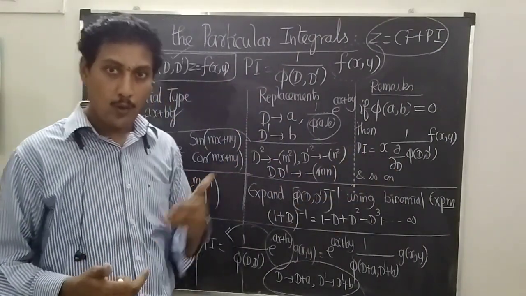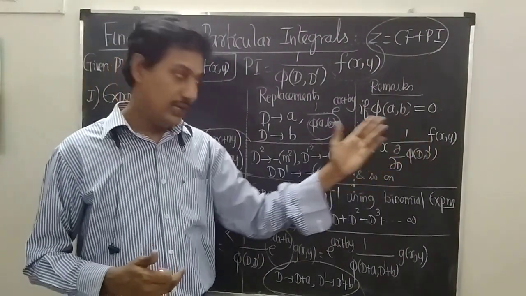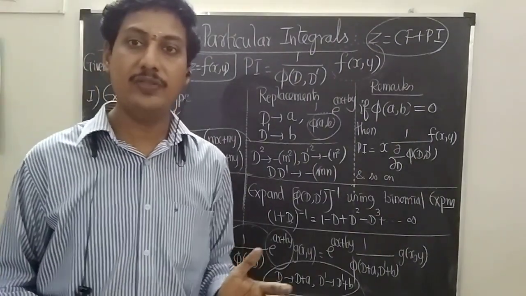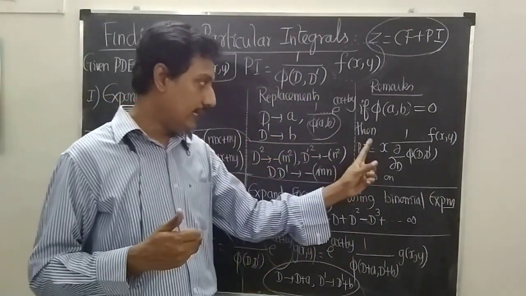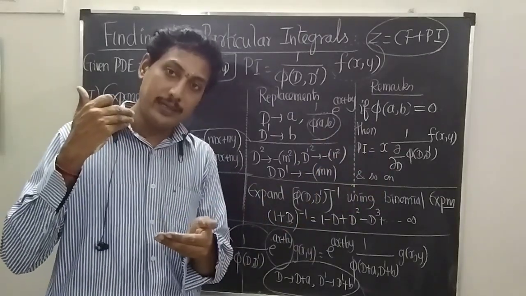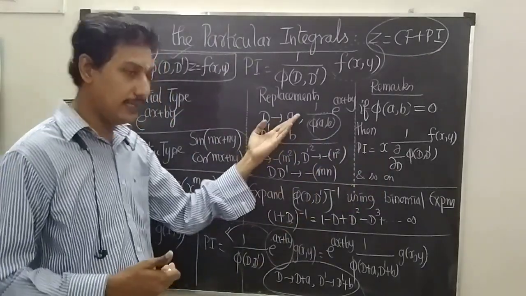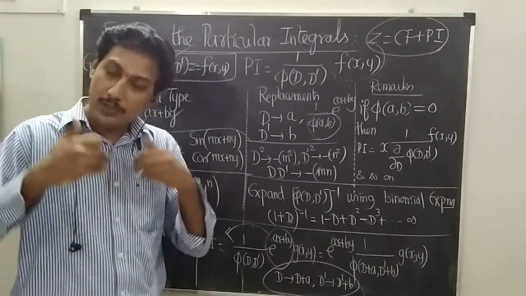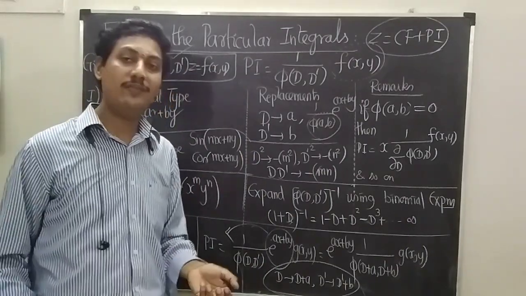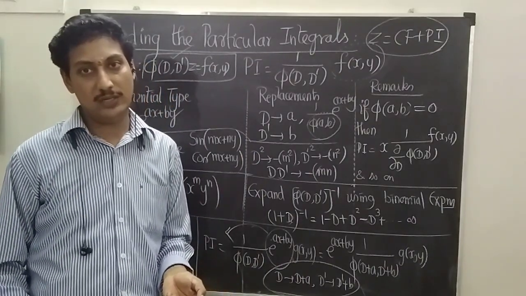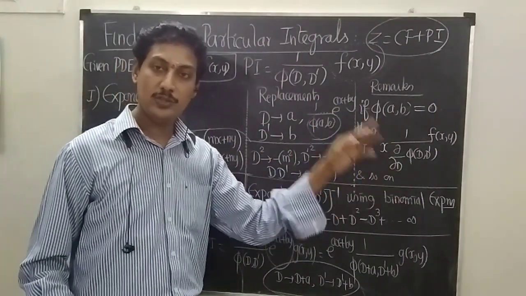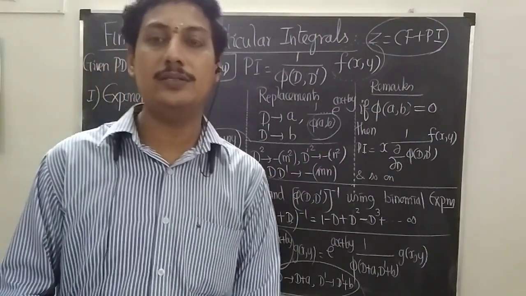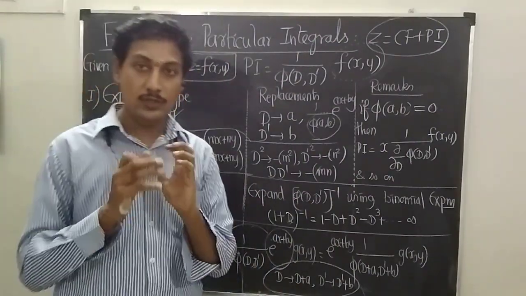Let me repeat that: once the denominator becomes 0, differentiate the denominator with respect to the operator D. For the compensation of the D, I multiply by x. After differentiation, if there are still some operators D and D dash, again do the same replacement, D by a, D dash by b, provided the denominator is not equal to 0. Suppose the denominator is equal to 0, what do we do? One more time differentiate with respect to the operator D, and one more x with this. So this becomes x square. Continue like that until there are no operators in the denominator and the denominator is not equal to 0.